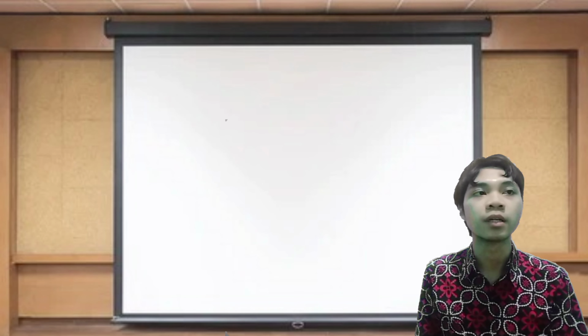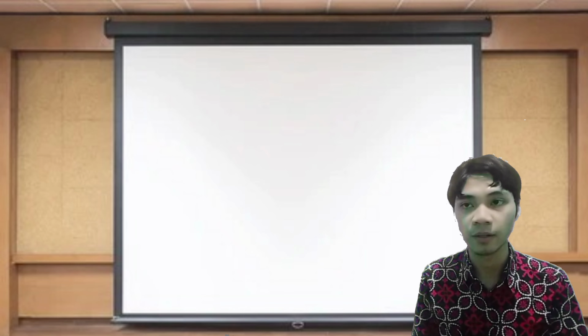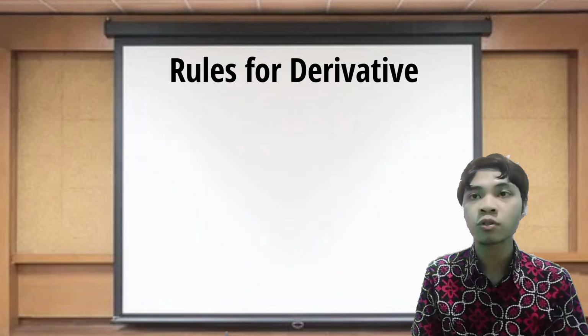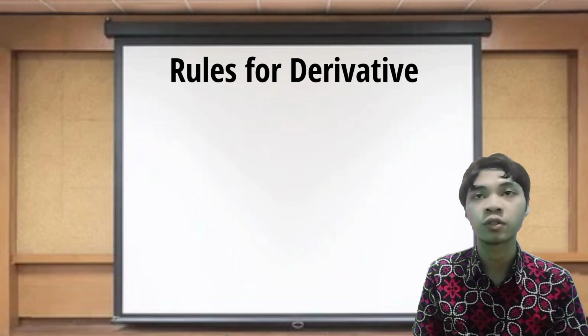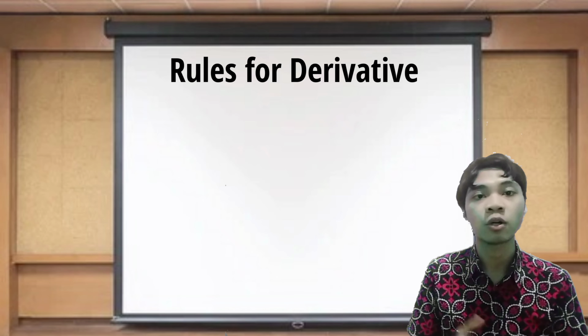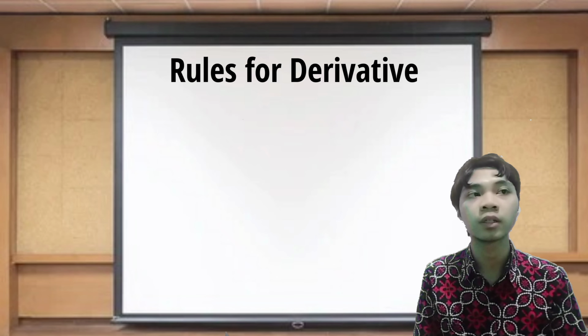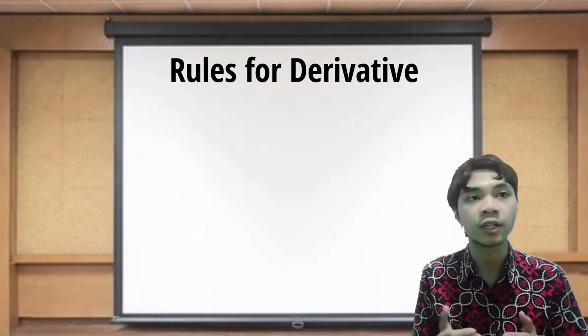The next is the main material. We get into the main material. This is the rules for derivative. Rules for derivative are used to solve problems about derivatives. Okay, there are 6 rules for derivative.